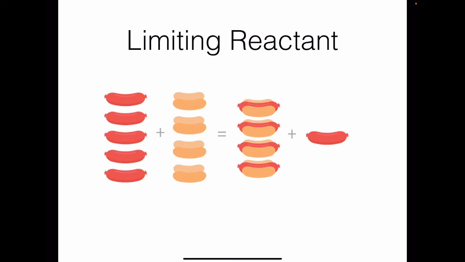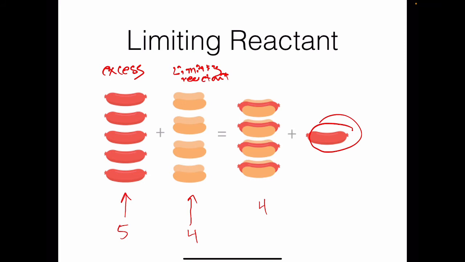hot dogs and hot dog buns and how many total hot dogs can we make. So we can see here that we've got 5 hot dogs and we've got 4 buns. So how many total hot dogs can we make? We can only make 4. That means the buns are our limiting reactant. And the hot dogs are in excess. So we can make 4 complete hot dogs with 1 dog left in excess.